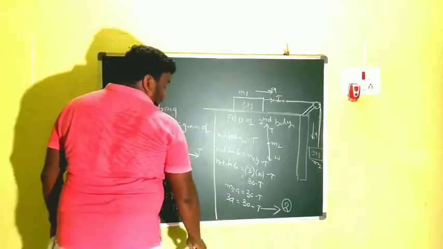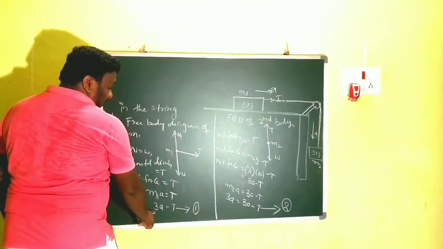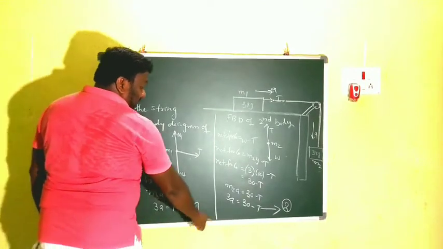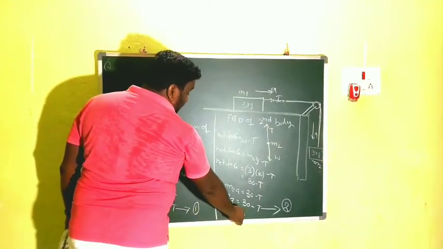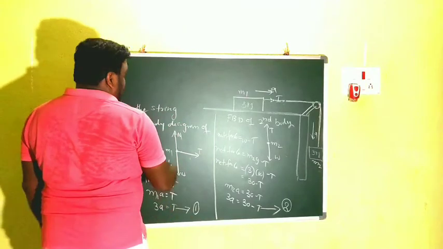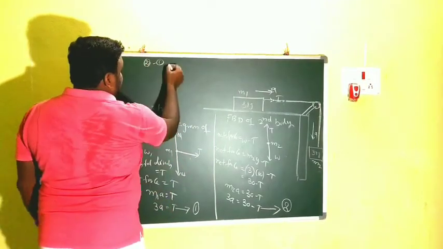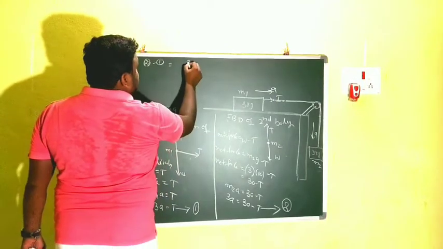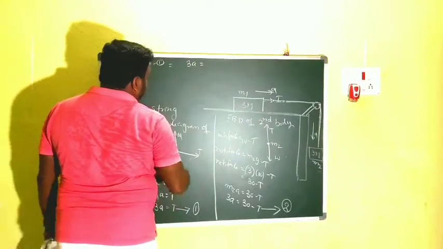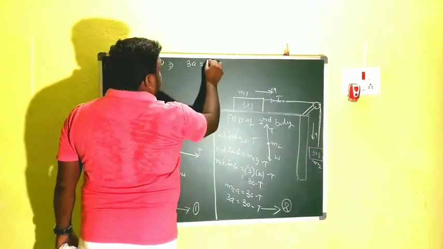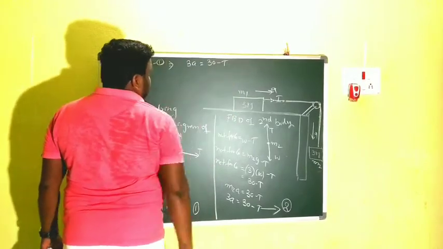Look here. Equation 1 already has 3a is equal to T. Equation 2 has 3a is equal to 30 minus T. That's why I am writing here 2 minus 1 or 1 minus 2. 2 minus 1, what is that? 3a is equal to 30 minus T.